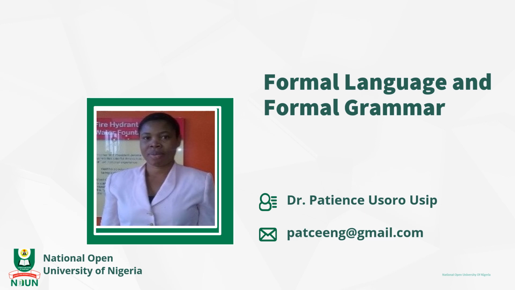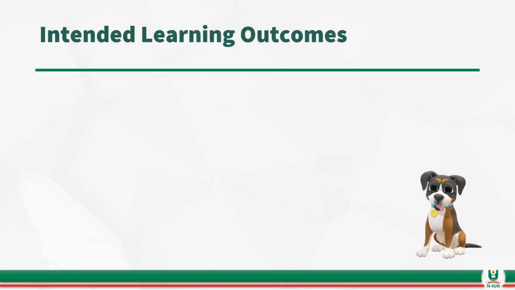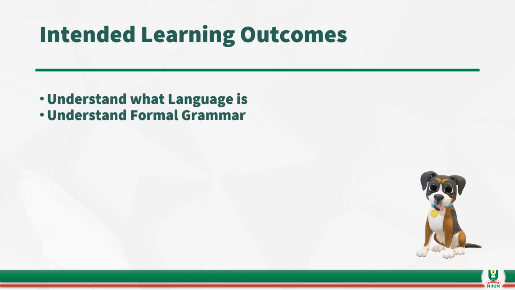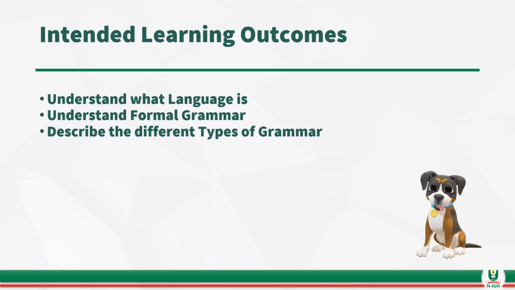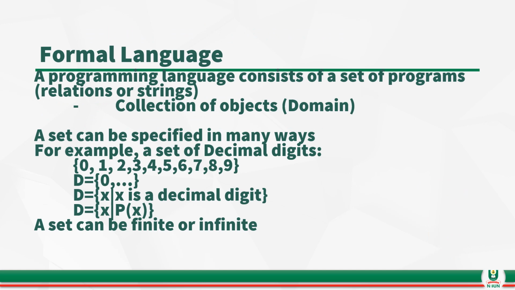Welcome to the class proper on formal language and formal grammar, with our intended learning outcomes to include understanding what language is, understanding formal grammar, and differentiating the various types of grammar. A formal language can be viewed as a programming language that consists of a set of relations or strings as a collection of objects in any given domain.